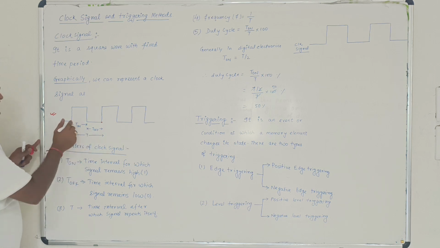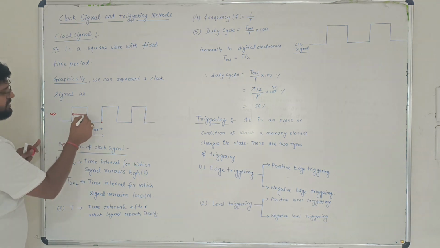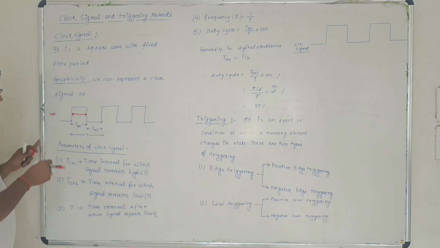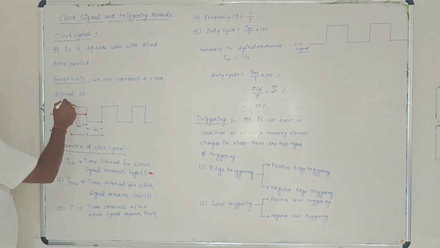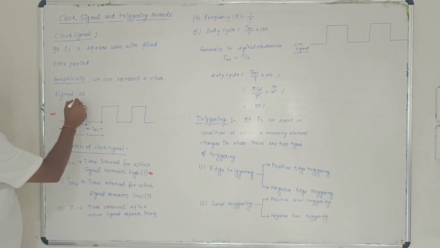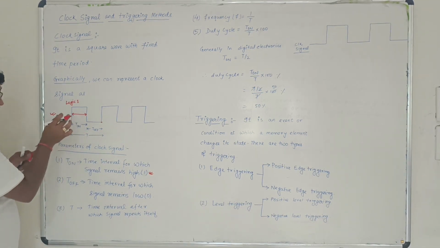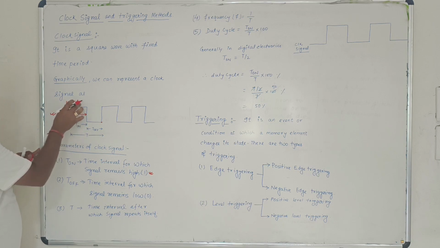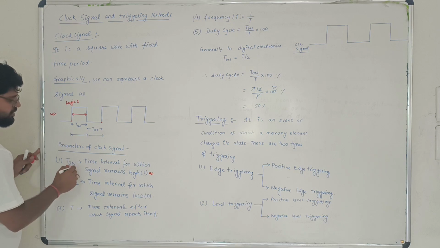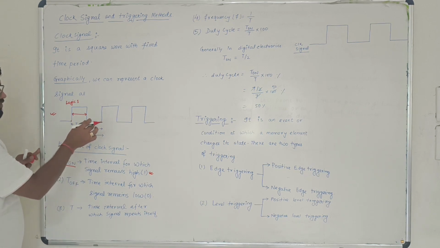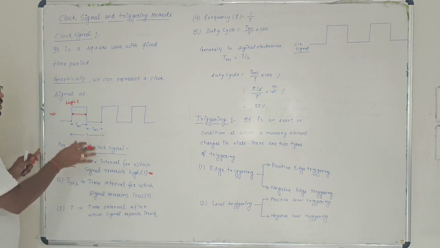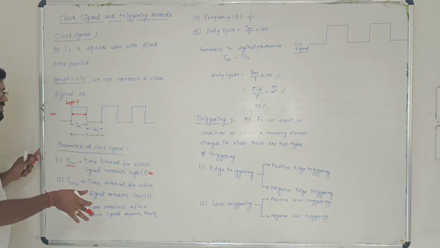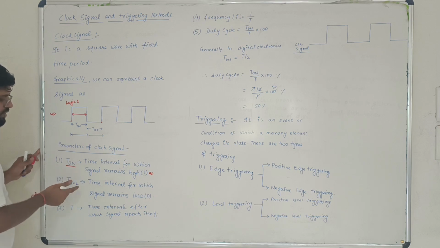What is t on? T on is the time interval for which the signal remains in the high state, that is, the value at that time is logic 1. Similarly, the time interval for which the signal value remains equal to 0, or the signal remains at a low state, is known as t off.